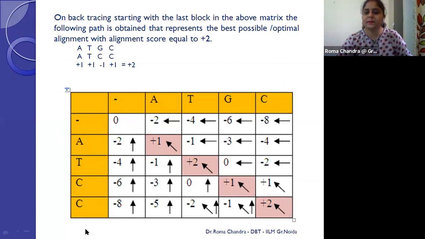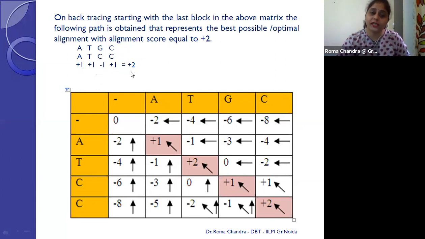So while tracing the path, I need to move from last to first, and while writing my path, I will write from backward to forward. Okay, while writing the sequence, you need to write from backward to forward. First CC, then GC, then TT and AA. And then I'll again put the values. AA is a match, TT is a match, GC is a mismatch, CC is a match, +1. I'll add all these values. I got the value of +2.